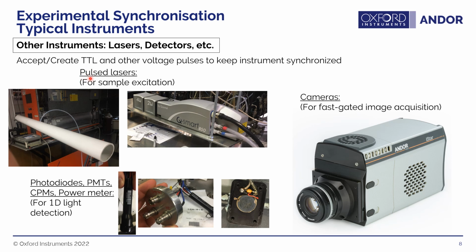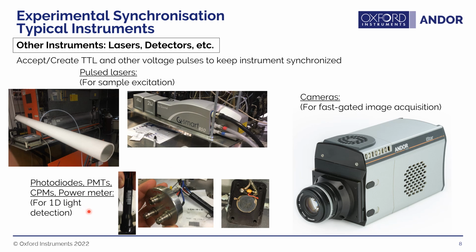The first is pulsed lasers, and these are commonly used for sample excitation. In this photograph, you see an excimer laser with the side panel off. Right next to it here is a YAG laser, and the next type of instrument that I want to show you is a 1D light detection instrument.